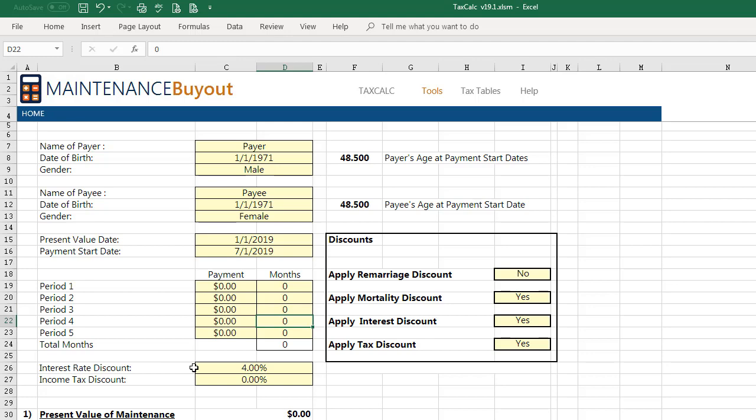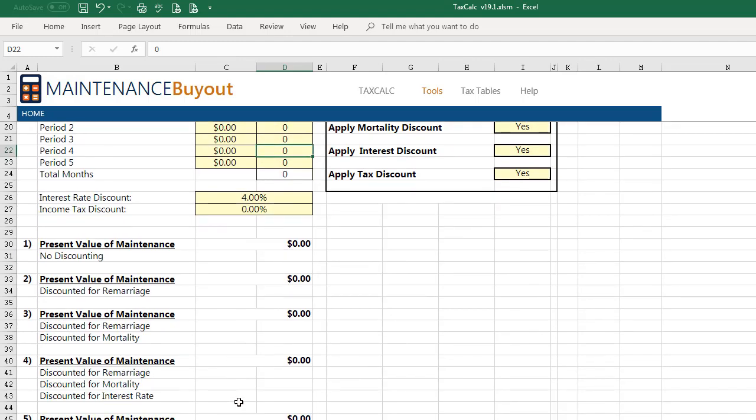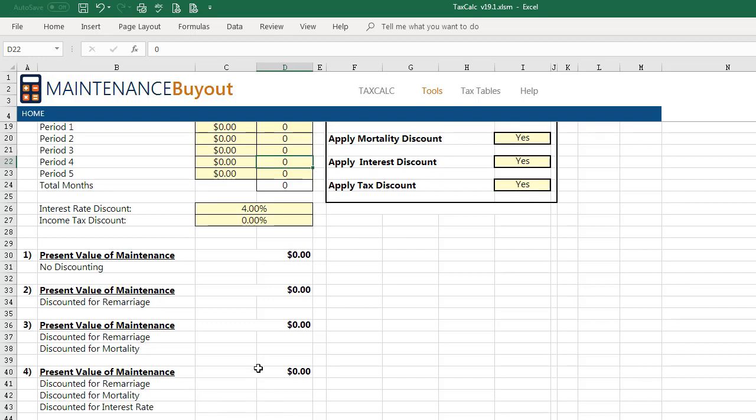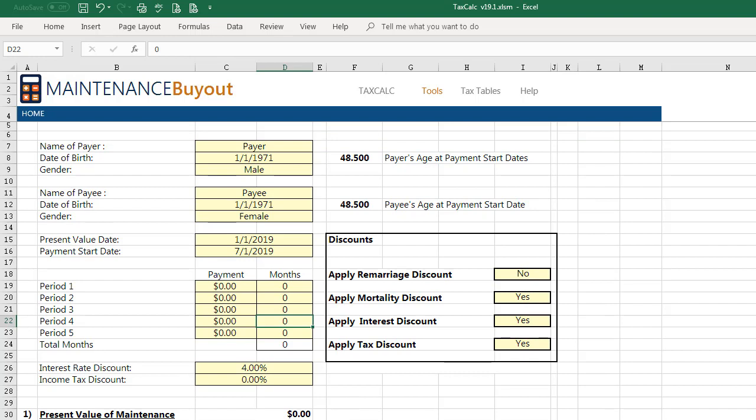Again, I can't stress enough, this is simply a tool. It's just used to give you a better idea of what a fair trade would be for a lump sum today for an ongoing maintenance obligation. It gives you a better ability to calculate what a fair lump sum calculation would be.